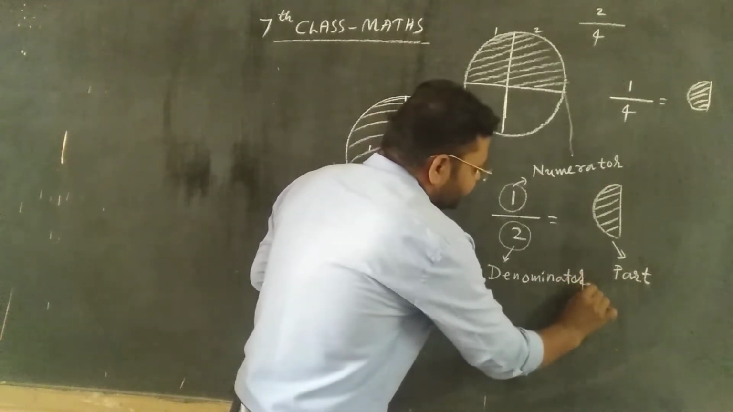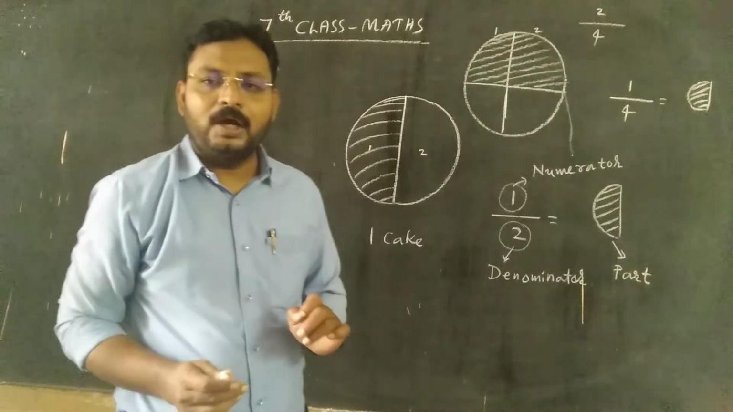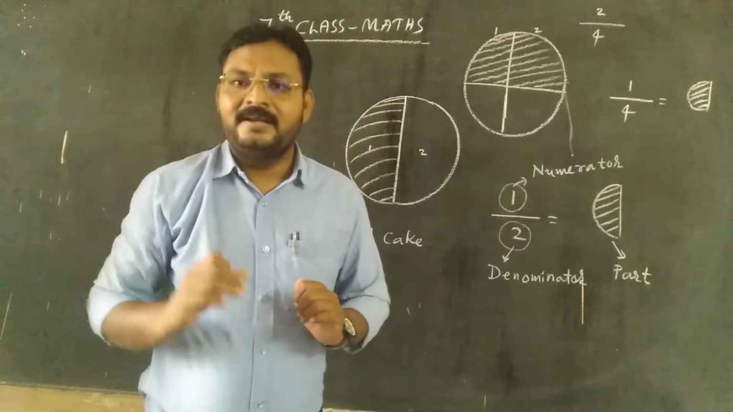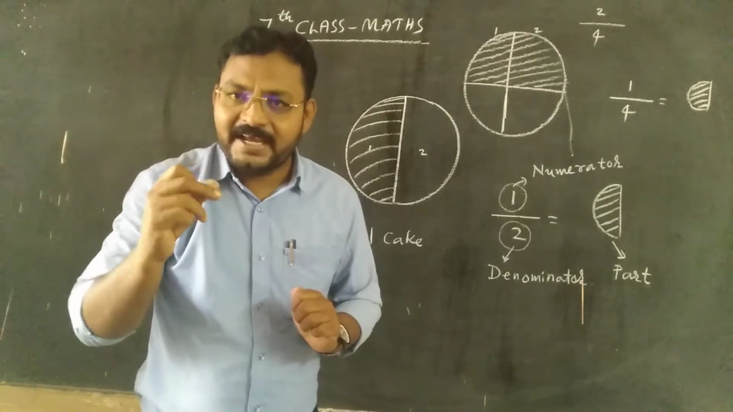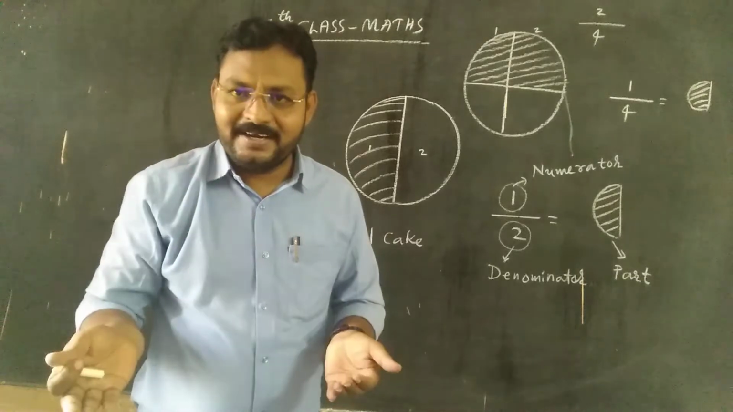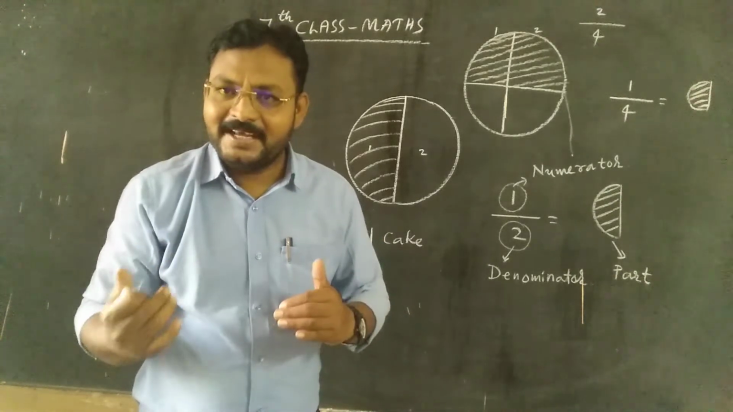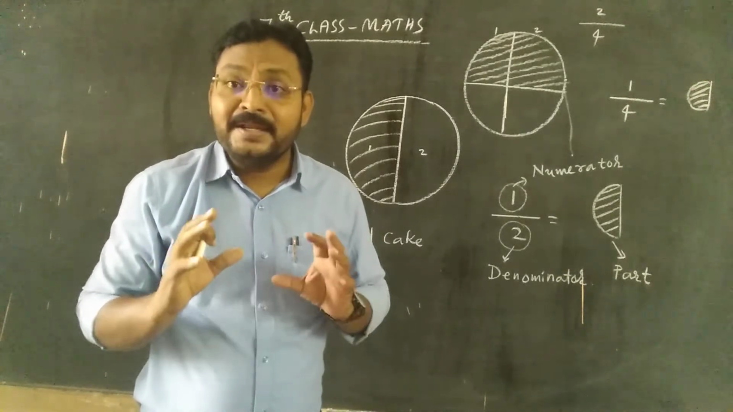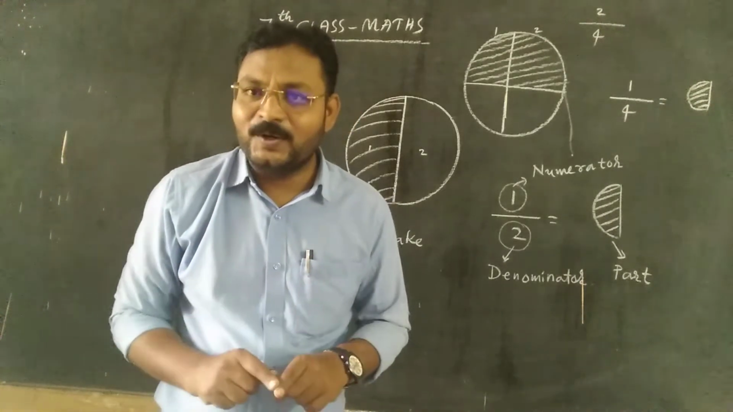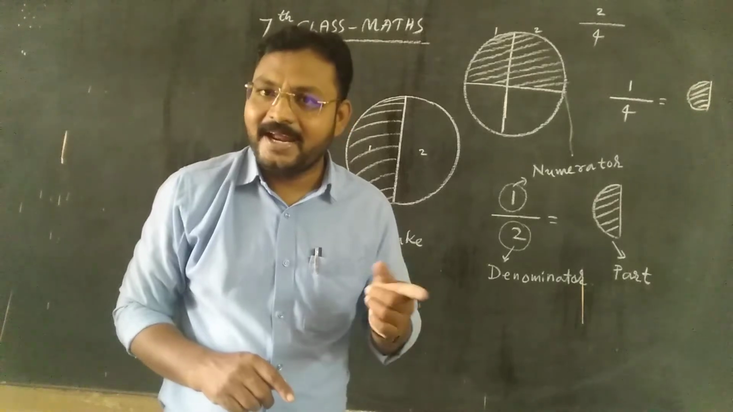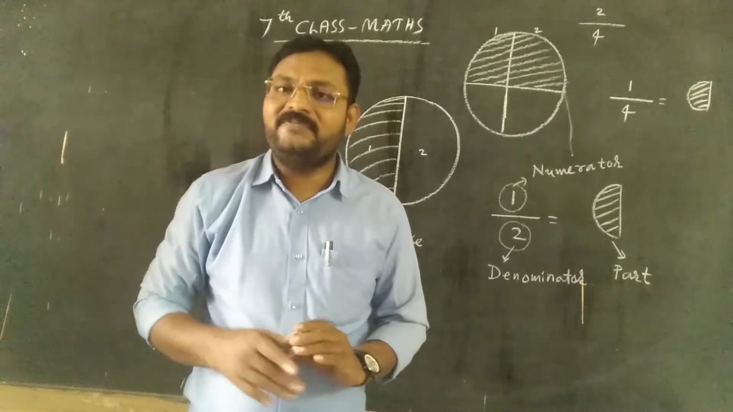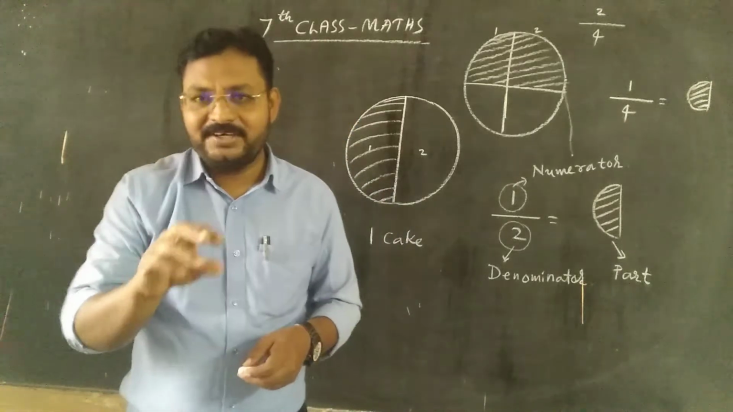Denominator. So children, here we have numerator and denominator. A number which we place above the cross line is called numerator. Below the cross line is called denominator. So, children, a fraction consists of numerator and also denominator. This is the brief introduction about fractions.